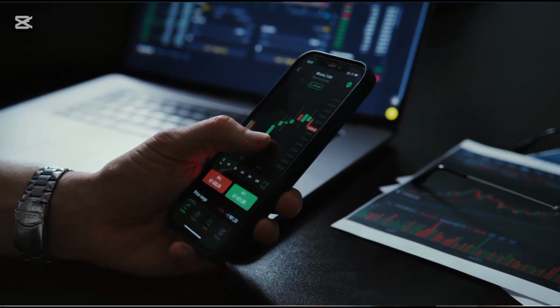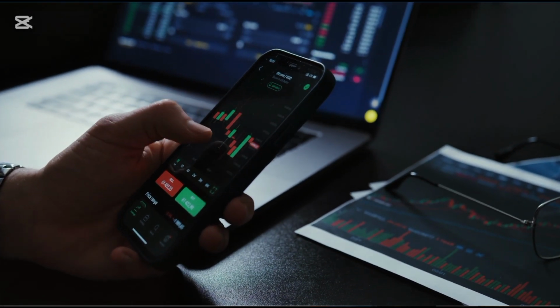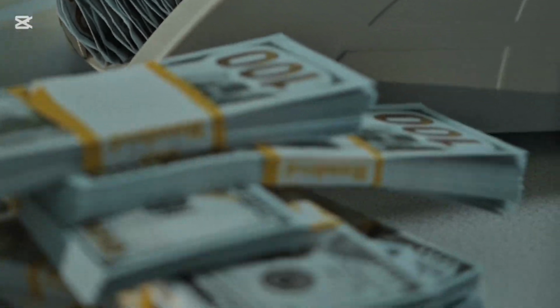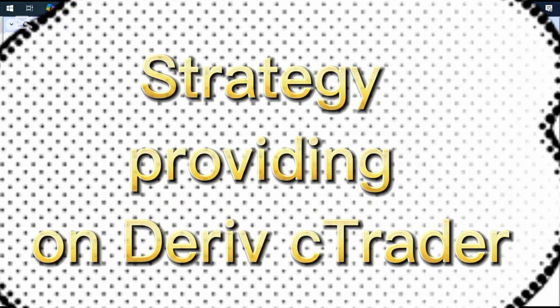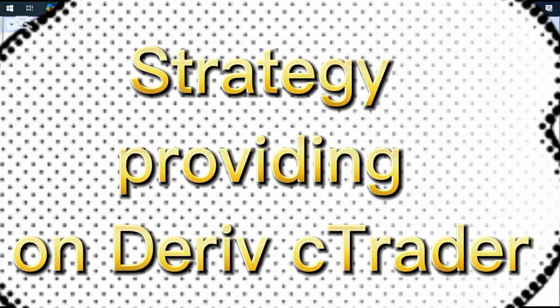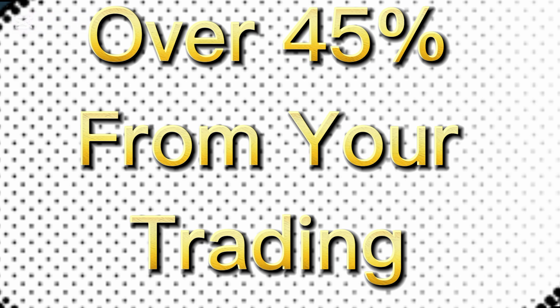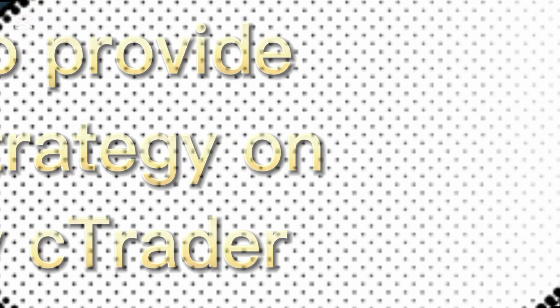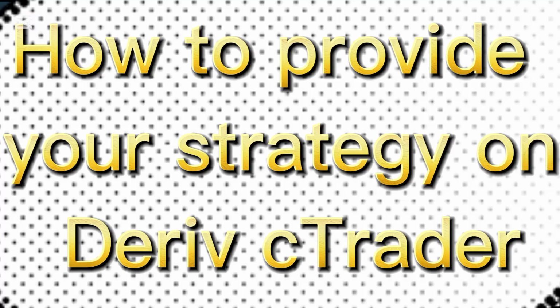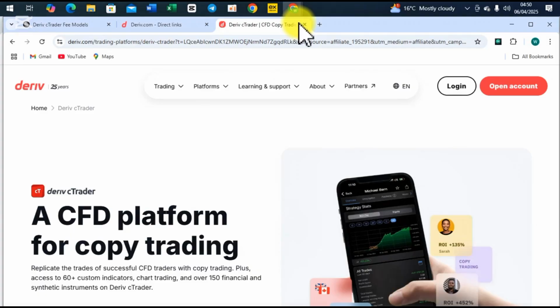If you are a consistent, profitable trader and you are not doing this, you are leaving money on the table. What is this? Strategy providing on cTrader. And you can earn over 45% return from your trading. And I'm going to show you the process on how to provide your strategy on cTrader and get all this fee, all this percentage, over 45% from your trading. So let's get started, guys.